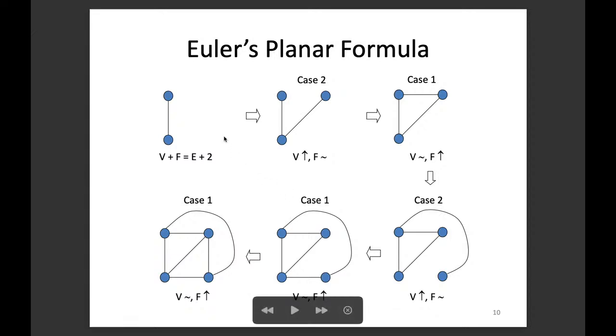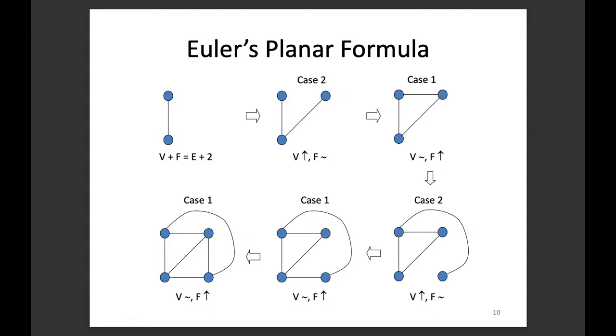When we start with the first edge, this edge will join exactly 2 vertices. So V is equal to 2, E is 1. At this moment, the number of regions is also 1. So V plus F, which is 2 plus 1 region, is equal to 1 edge plus 2. So at the beginning, when we just have 1 edge, the formula is correct.